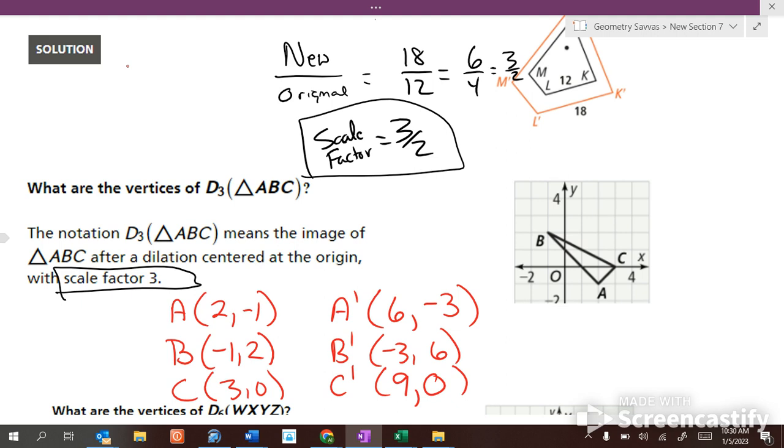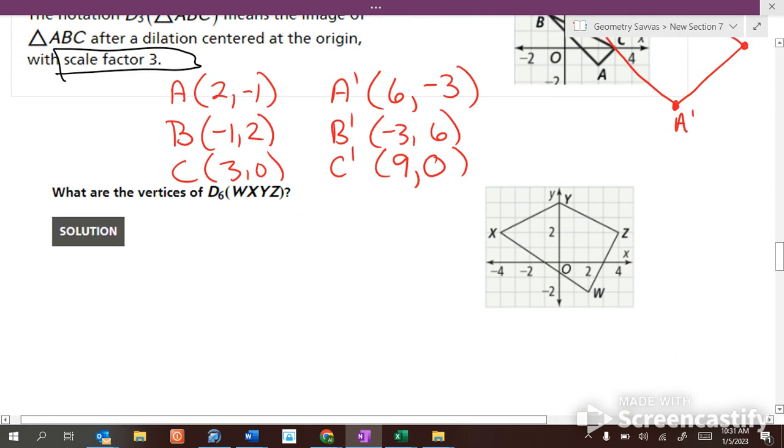So if we want to go 6, negative 3: 1, 2, 3, 4, 5, 6, negative 3: 1, 2, 3. A prime is somewhere down there. B prime is (-3, 6), which is right up here. And C prime is at (9, 0). So if this is 6, 7, 8, 9, somewhere way out here. That's going to be our dilation. It is 3 times bigger than the original. Okay? So that's called an enlargement.